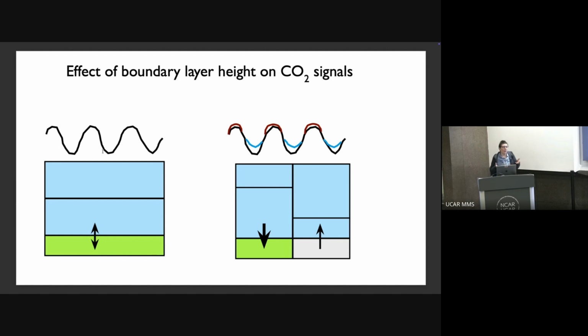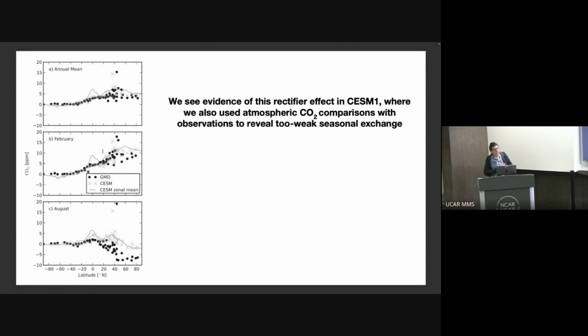In winter, when you have maybe some net respiration or maybe just background fossil emissions being put into your boundary layer, you tend to have a much more stable atmosphere, vertical mixing is weaker, and so you trap those emissions. So what actually happens is across both seasons, you're getting this positive bias in CO2. That's what we're seeing in CESM.